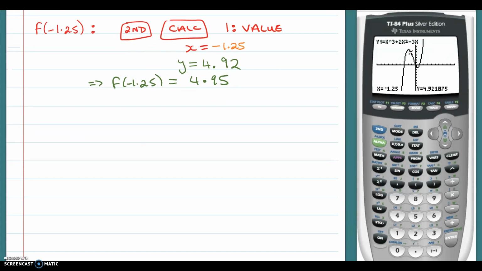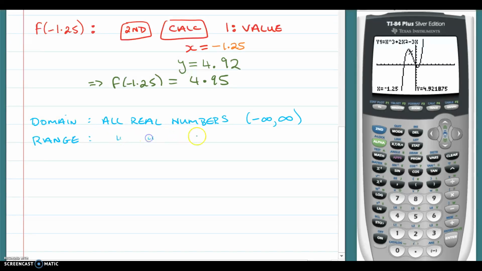Okay, so that's the last question that we're going to answer. Domain is all real numbers. You can write these in lots of different ways, but let's say from negative infinity to infinity. And the range is going to be exactly the same thing. So the domain are the x values, the range are the y values.